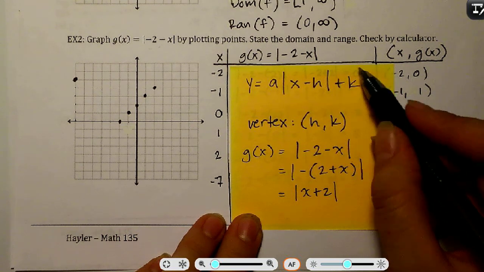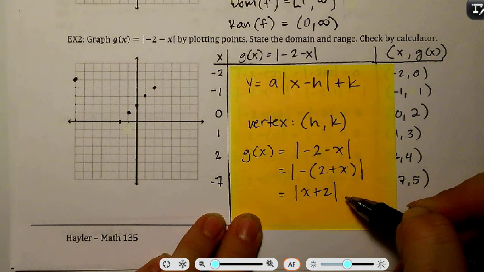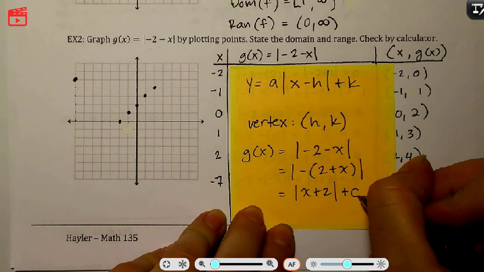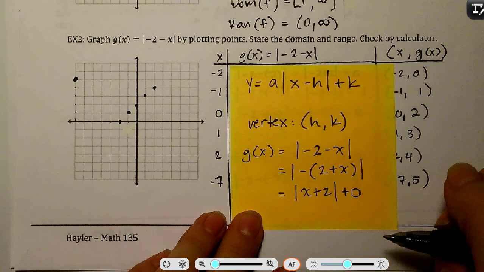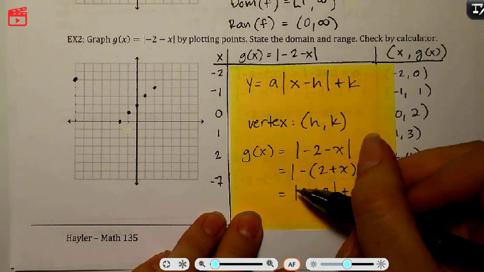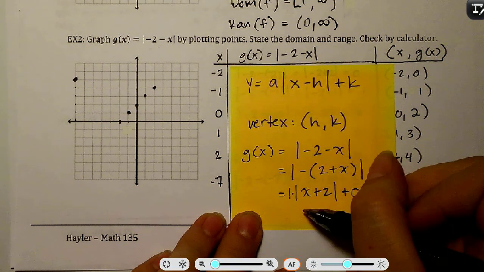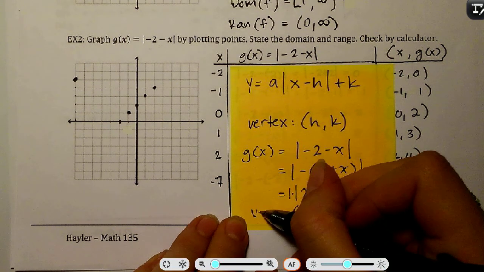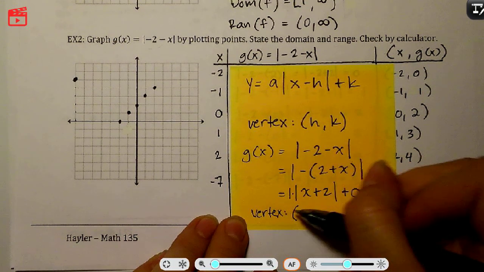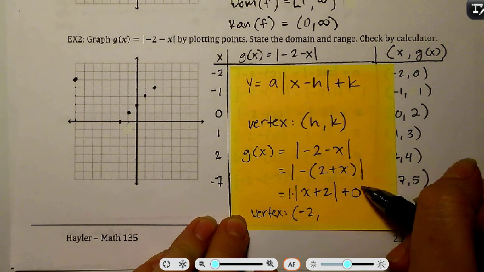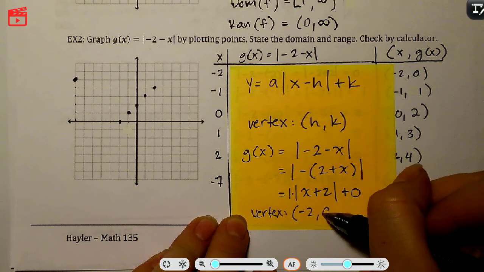And then we might be going, but what's that k value in front? Or sorry, on the side. What number is being added to this? Well, we can be a little sneaky and we can say 0 is being added. And you might be asking, what's the a value? Well, remember, we got that invisible 1 in the front. So our vertex is going to be the opposite of this value, which would be -2, and then the number being added, which is 0.